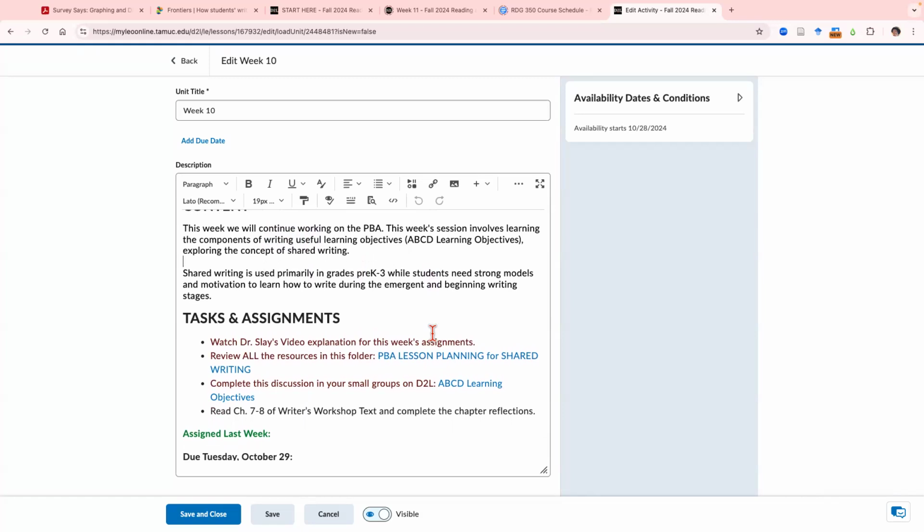Shared writing. We're not talking about sharing writing. We're talking about a strategy called shared writing. And it's used primarily in grades pre-K through 3, while students need strong models and motivation to learn how to write during the emergent and beginner writing stages. That's not to say that you can't do shared writing when you're older with older students, but at that point, students have some basic skills.